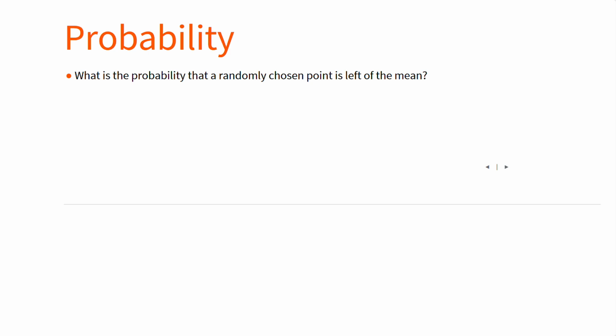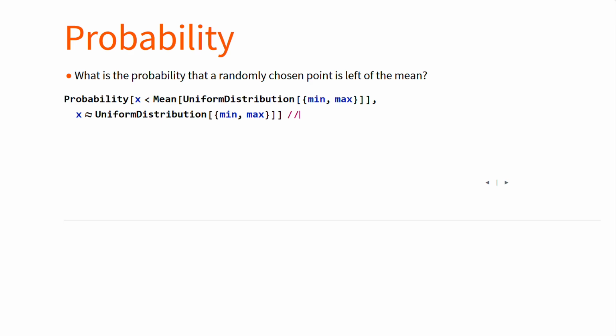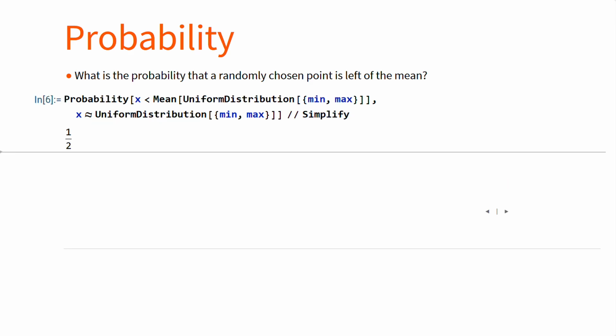Okay, time to apply. In any uniform distribution, what's the probability that a random point is at the left of the mean? Intuitively, half of this symmetric distribution is at the left of the mean. But let's confirm that intuition. Consider the probability x is less than the mean of a uniform distribution, where x is the same as the distribution. And by simplifying the expression, you get indeed 1/2.